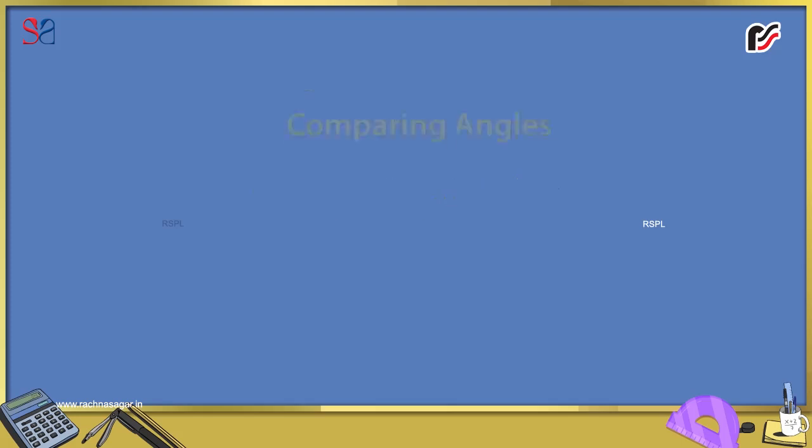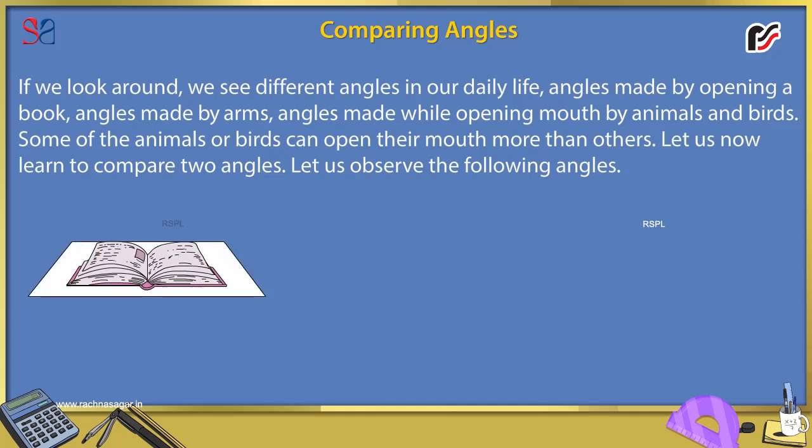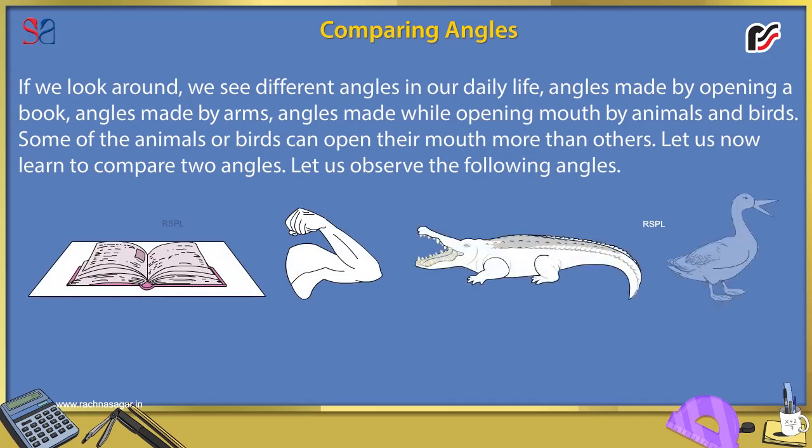Comparing angles. If we look around, we see different angles in our daily life. Angles made by opening a book, angles made by arms, angles made while opening mouth by animals and birds. Some of the animals or birds can open their mouth more than others. Let us now learn to compare two angles.